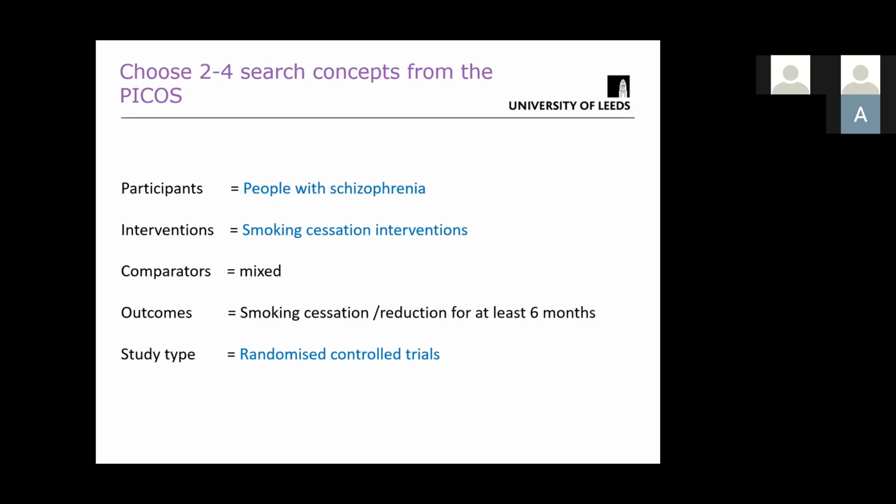One of the reasons I'm doing this is because I'm interested in a reduction in smoking for 6 months, but that's quite a complex thing to search for because it's a minimum of 6 months. So I'm also interested in 9 months, 12 months, a year. So that's where our screening comes in. Sometimes we can use screening as a tool rather than using a search concept. The other search concept I'll be looking for is randomized controlled trials.